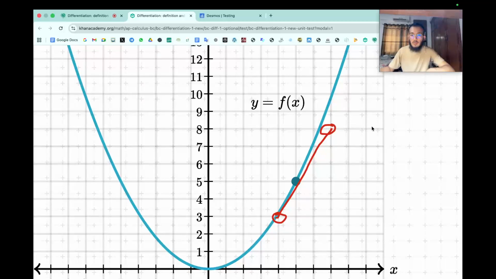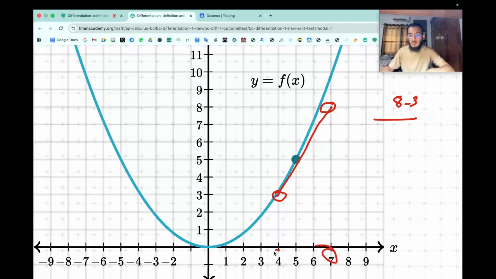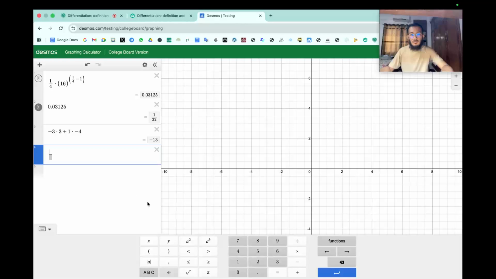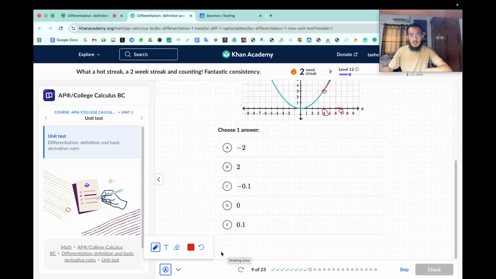So this is y2 minus y1, 8 minus 3, over x2 minus x1, 7 minus 4. It's 1.6. So it's positive 2 basically, because it's a positive gradient. As x increases, y increases, so negative cannot be. It's definitely not 0. Now we're left with either 0.1 or 2, so it's 2.